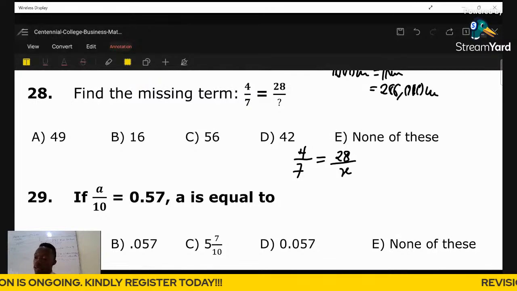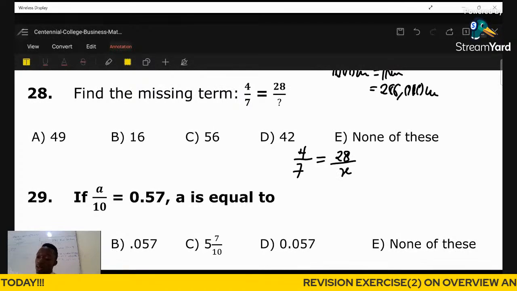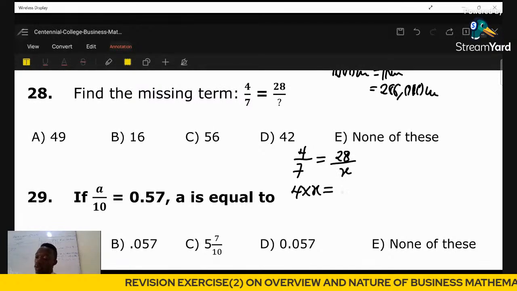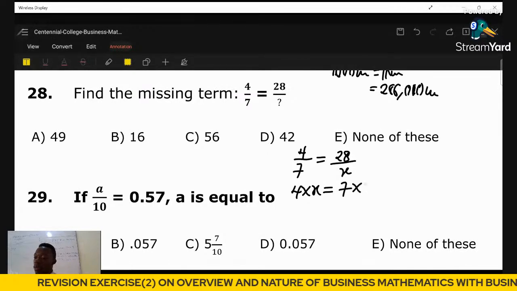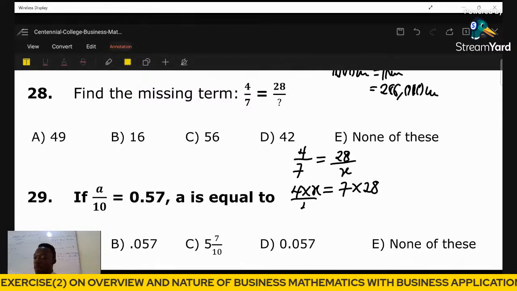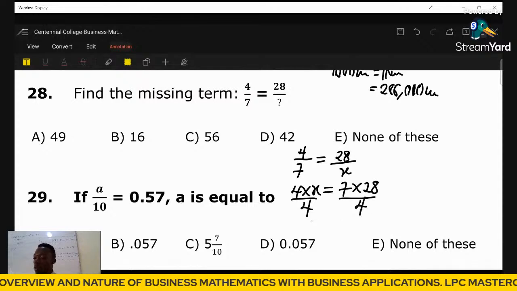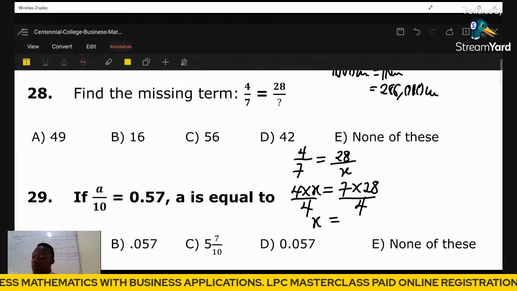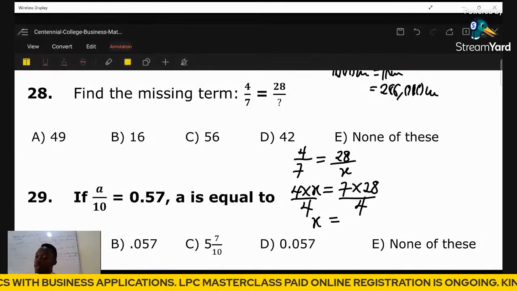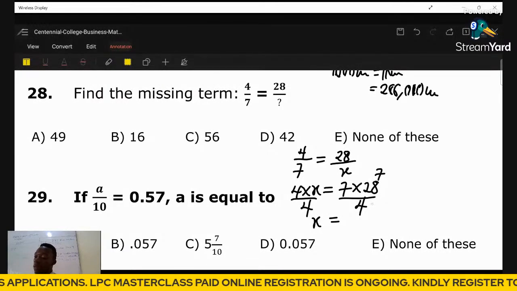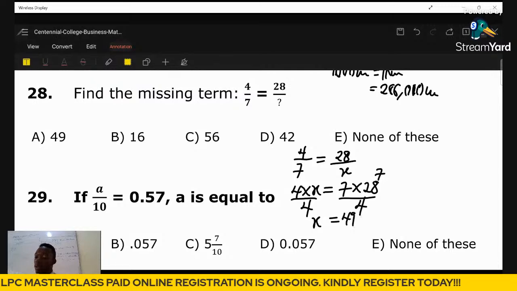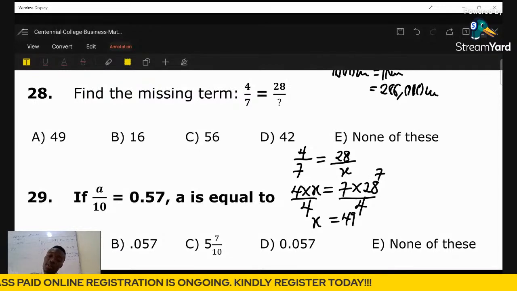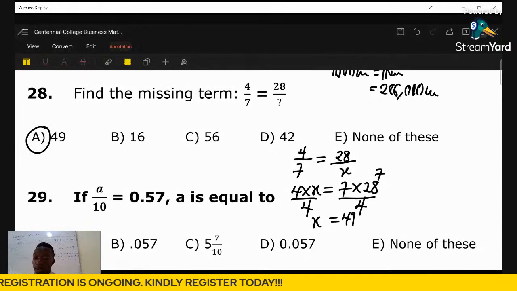So what I'm going to do here is to cross multiply. The 4 multiplies X, the 7 will multiply 28, okay? So we have 4 multiplying X, and that should be equal to 7 multiplying 28. So I'll divide both sides by 4 since I want to find X. Remember, 4 goes into 28 how many times? 7, right? So 7 multiplying 7, we are getting 49. So X is equal to 49. And that should be option A.